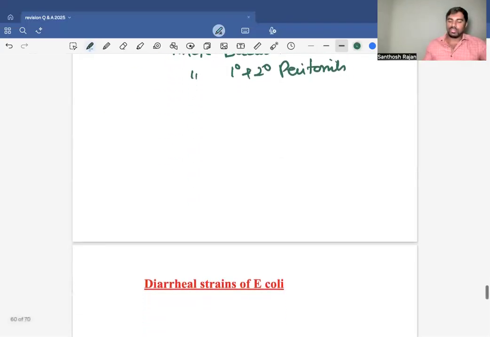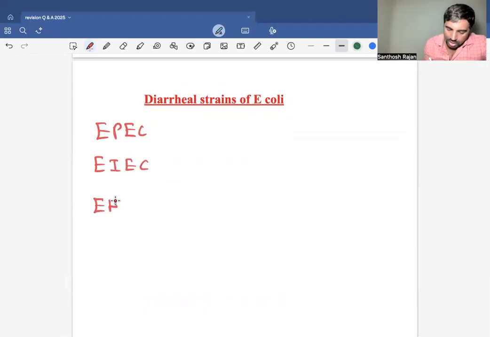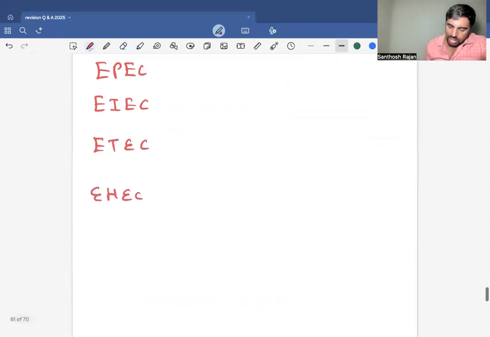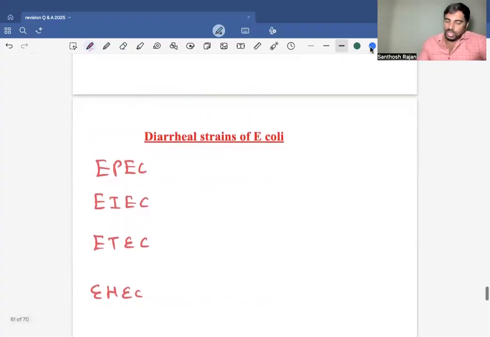But when you talk about the diarrheal variants, you should know very well: EPEC, enteropathogenic E. coli. Then we have enteroinvasive E. coli, and then enterohemorrhagic E. coli. But first let me finish the T: enterotoxigenic. Then comes the enterohemorrhagic E. coli, and then comes the enteroaggregative E. coli.